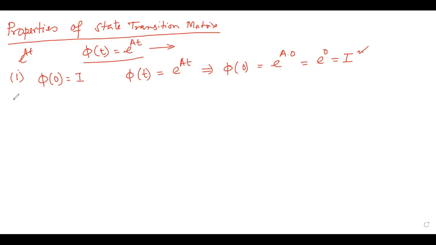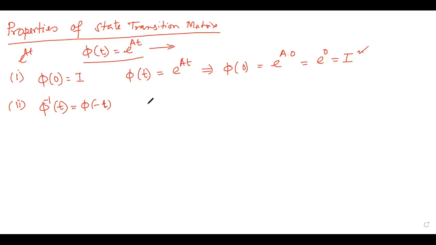Remember that. All right. Next property is phi inverse of t, that is the inverse of the state transition matrix, is equal to phi of minus t. So if you want to find the inverse of the state transition matrix, you just replace t by minus t. You will get the state transition matrix.